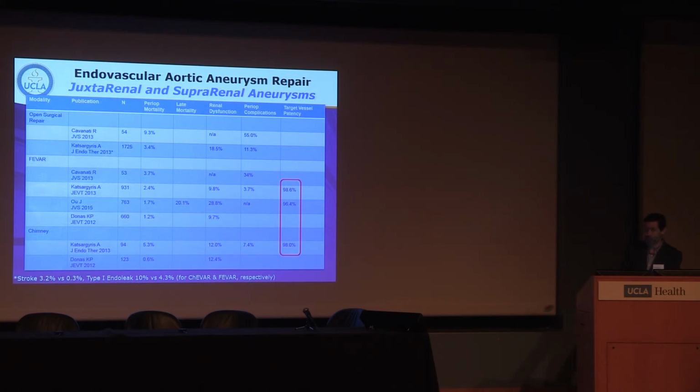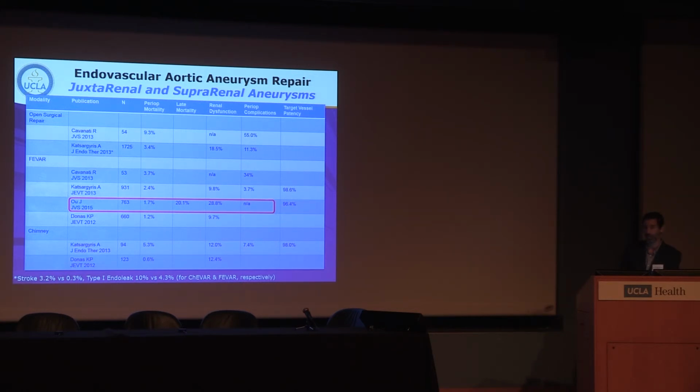So I think up to 1 or 2 chimneys or parallel limbs is pretty effective in terms of a high degree of primary patency of those limbs. As we get to doing 4 chimneys or 3 chimneys, it's probably a little less effective. In looking at one of the more contemporary series published in JVS in 2015, specifically about fenestrated endografting, some of the things to note are the relatively low perioperative mortality.